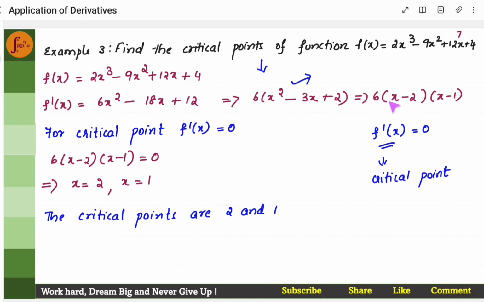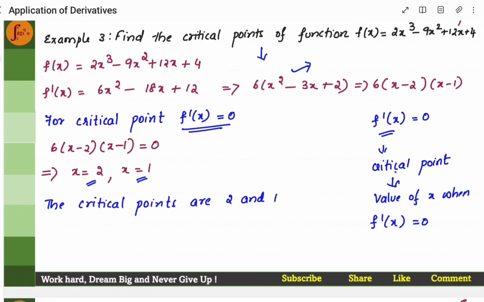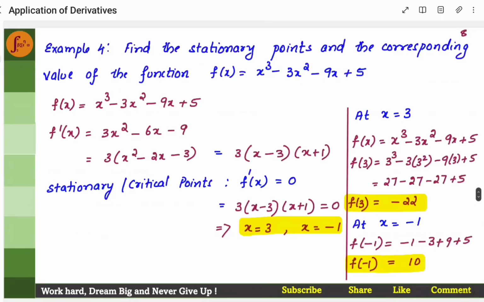Now, if you have to get the critical point, you have to equate this function to 0. You have to say the derivative of the function is equal to 0, which is 6 into x minus 2 into x minus 1 is 0. You equate it to 0. So you'll get the points as x is equal to 2 and x is equal to 1. Simple. So the critical points are 2 and 1. The values of x are 2 and 1. A critical point is always the value of x when f dash of x is equal to 0, when the derivative is 0.